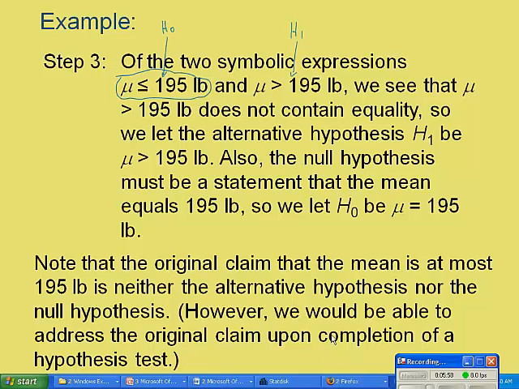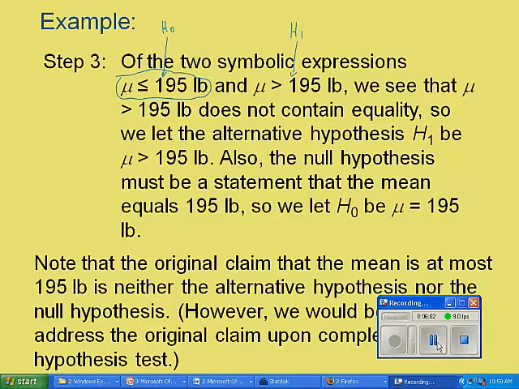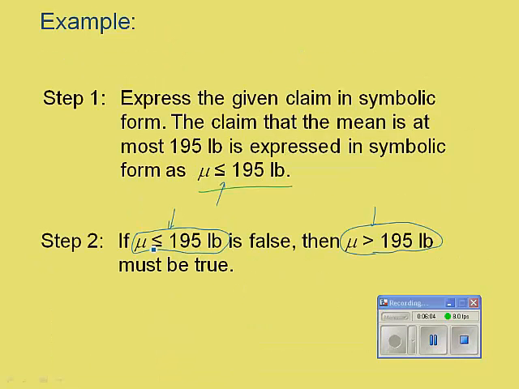Oh, I'm sorry. There's two claims, right? Mu less than or equal to 195 pounds, or mu greater than 195 pounds, right? Now, notice that this being false is the same as mu greater than 195 being true, right? These are complements. What is it we want to test here?